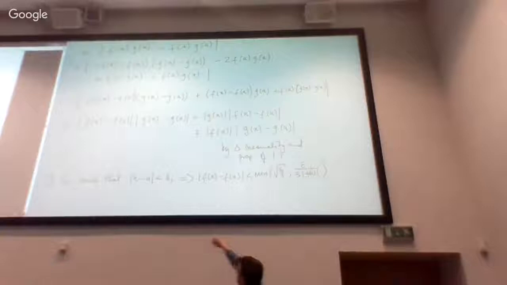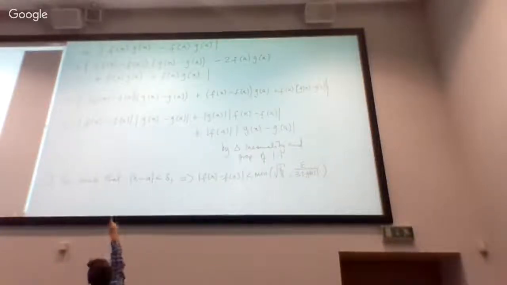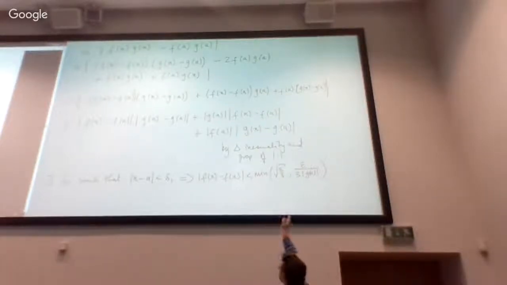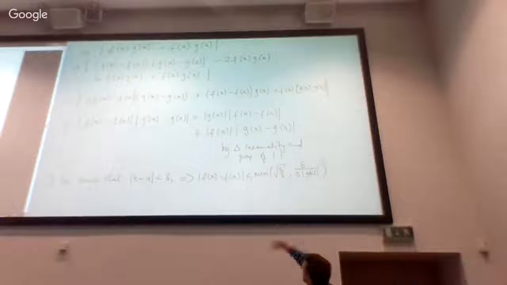On the one hand, I want it to be less than the square root of a third of epsilon, so that when I do the same thing for g of x minus g of a, that whole first term will be smaller than a third of epsilon. But to generate a third of epsilon in the second term, I need it to be smaller than epsilon over 3 multiplied by g of a, which will cancel out the g of a factor there.